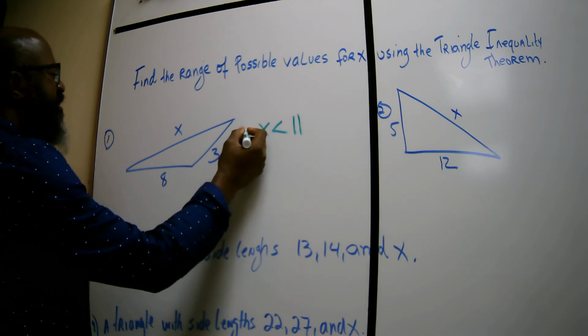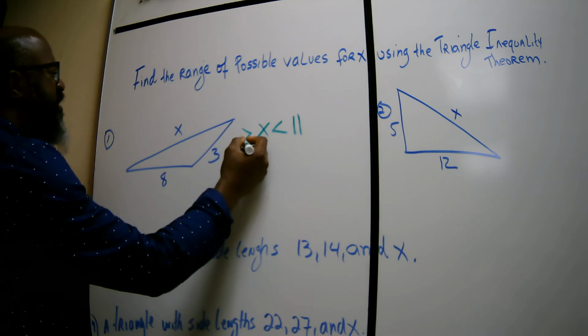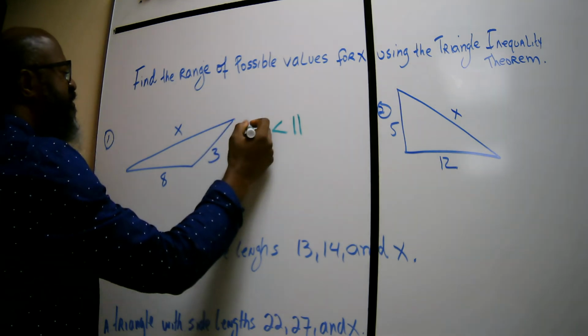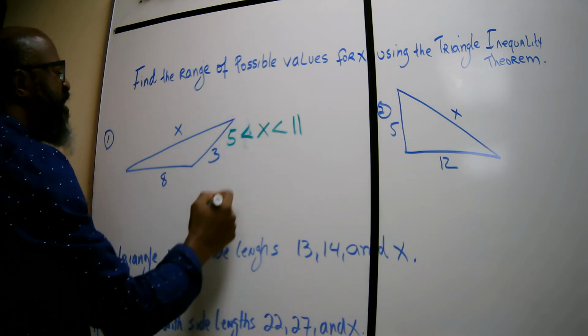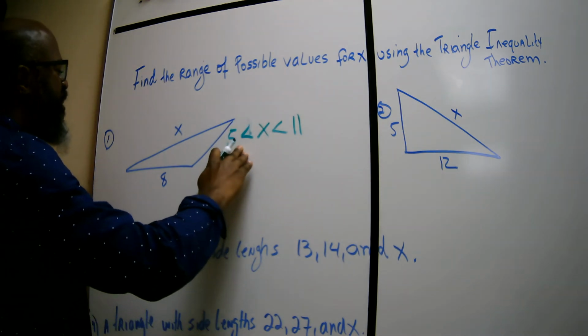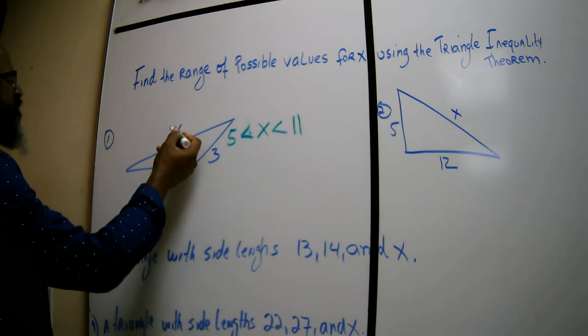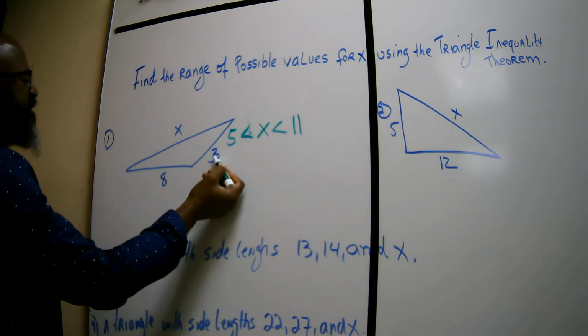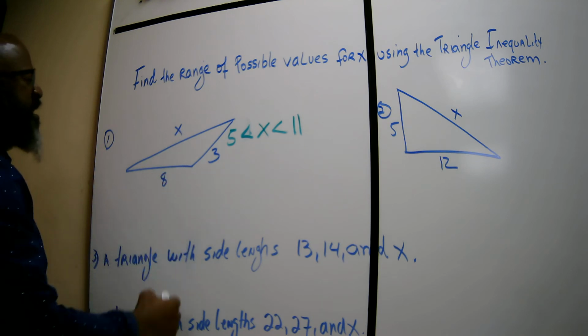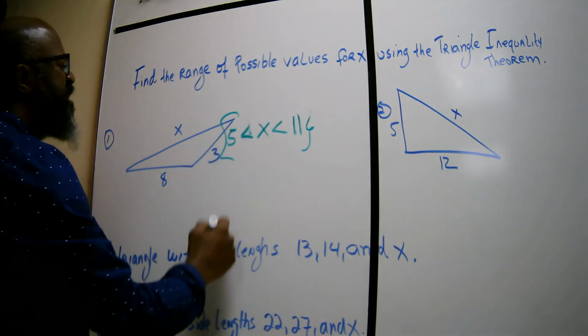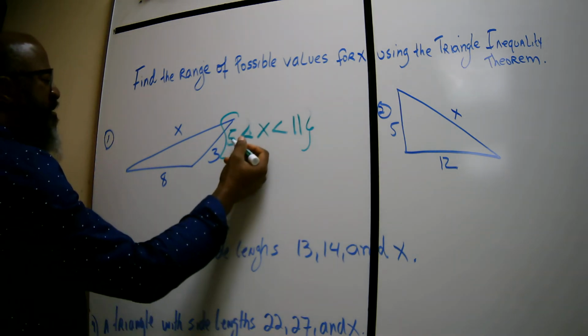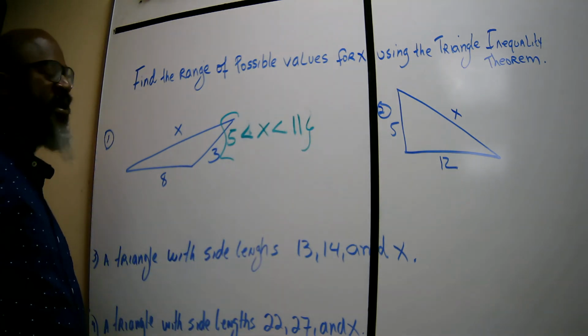Right? Okay. X has to be greater than 5. X cannot be anything lower than 5, and x cannot be 5 either. Because if you take 5 here, 5 plus 3 is 8, and 8 is not greater than 8. In this case, those are the range of values. So you can pick any numbers between 5 and 11 that will make that true.